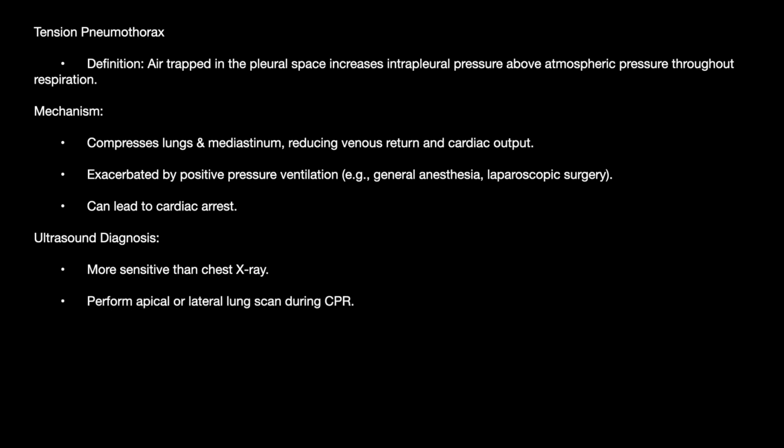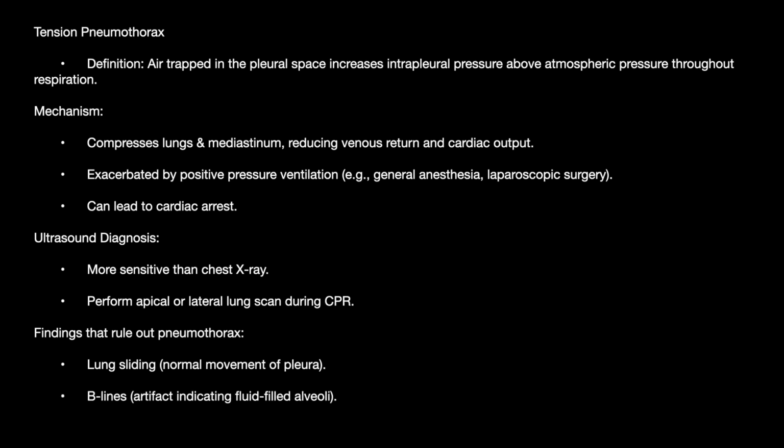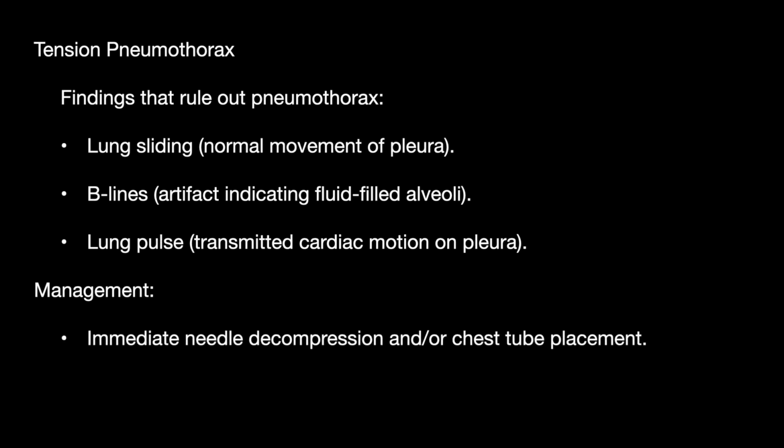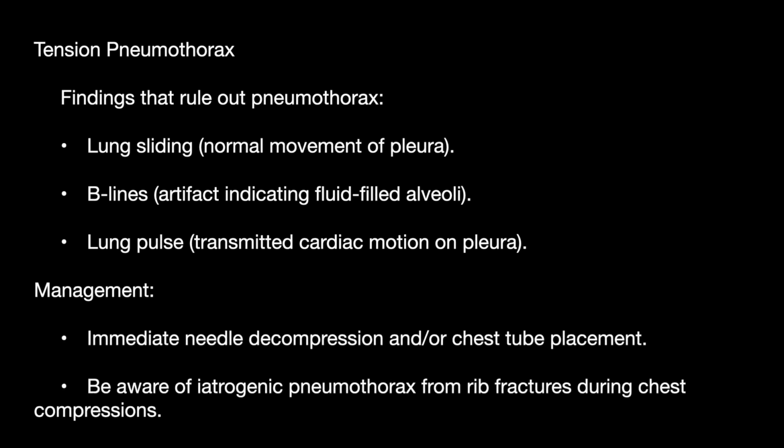and it is performed as an apical or a lateral lung scan during CPR. Findings that rule out a pneumothorax are the presence of lung sliding, that is the movement of the pleura, B lines, and lung pulse, that is the transmission of the cardiac motion on the pleura. To manage this, we immediately do a needle decompression or a chest tube. Be aware that iatrogenic pneumothorax from rib fracture during chest compression can also happen.